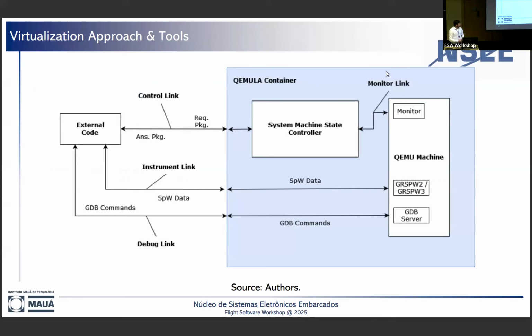Okay, so this is the architecture that we arrived at after thinking about it. We call it Kemula. It's a modification of QEMU. We have a container. This container shall have not only the QEMU machine emulating the virtualized processor, but also a system machine state controller, because to be a full simulator, we can't just emulate the system. We need to have all the control interface so they can stop the simulation, start it, inject failures, get status and everything else.